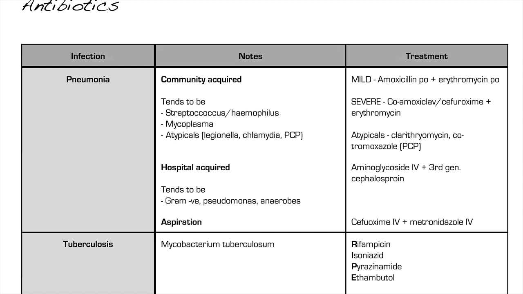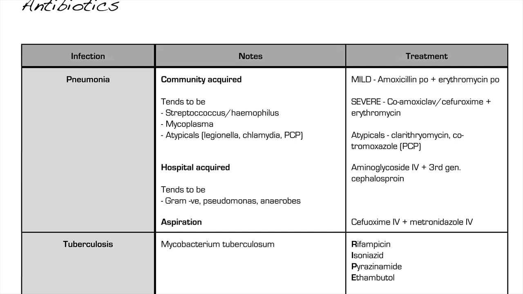Most commonly, in patients we see in the community who have mild pneumonia, and remember pneumonia can be scored using this CURB-65 score, we just treat them with a mix of amoxicillin and erythromycin. So amoxicillin to cover the typicals such as strep, and erythromycin to cover the atypicals.